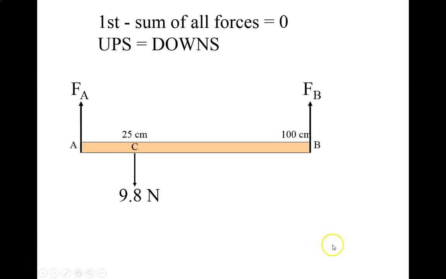So the first thing we do is we say ups equals downs. Well, the first thing we do is we assume a direction of a force. We say that the spring scale on the left is pulling up and the spring scale on the right is pulling up. We call that one A arbitrarily and that one B. Then there's 9.8 newtons from that 1 kilogram force that's down. So we say ups equals downs. Write an equation: the ups, FA plus FB, equals my down, which is 9.8. And so that's step 1.